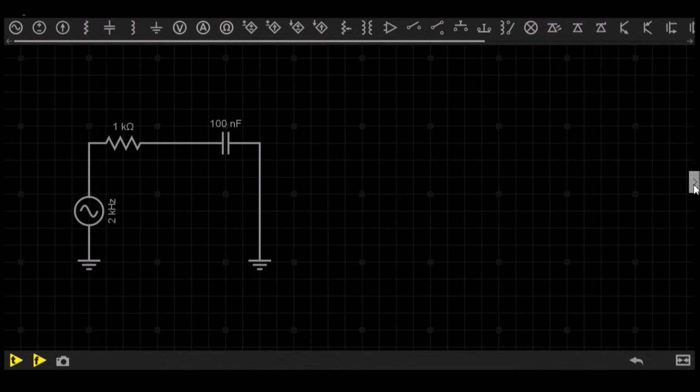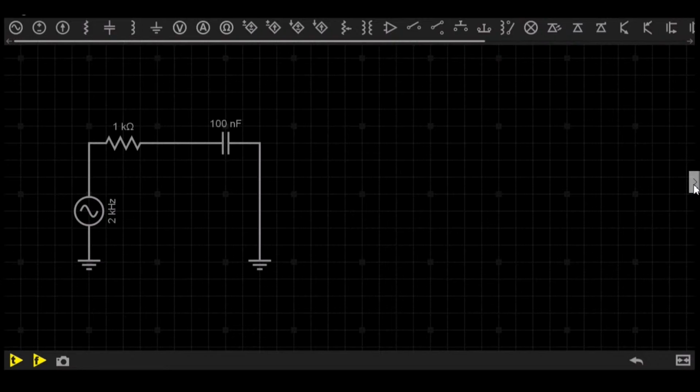Impedance is the total opposition of a circuit to alternating current. It's measured in ohms. To calculate impedance, we must know the value of the resistors and the reactance of the inductors or capacitors. Impedance is represented by the uppercase letter Z.